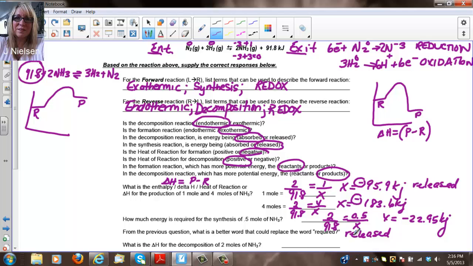Now they want to know about delta H for the decomposition of 2 moles of NH3. Well, decomposition is only going to change the sign. It's no longer going to be exothermic, but it's going to be endothermic, because that's the decomposition of NH3 right over here. So we already did that, I believe. For 2 moles, it's 91.8. However, it's going to be a positive 91.8 kilojoules, and this would be absorbed.